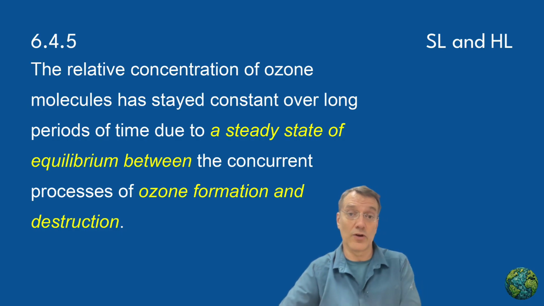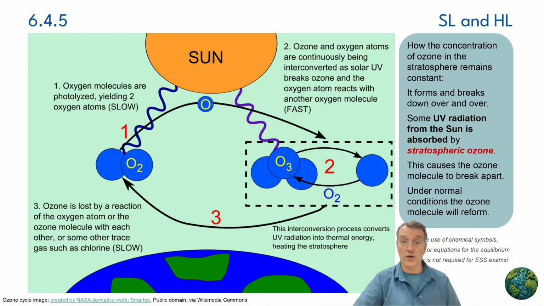If water flows in at the same rate that it drains out, the water level stays the same. The concurrent processes of ozone formation and destruction naturally balanced each other out in the stratosphere over long periods of time. So here's how the natural ozone cycle works, though you don't need to memorize the chemical equations for ESS. UV radiation from the sun strikes oxygen molecules, that's diatomic oxygen made of two atoms. This breaks them apart into individual oxygen atoms.